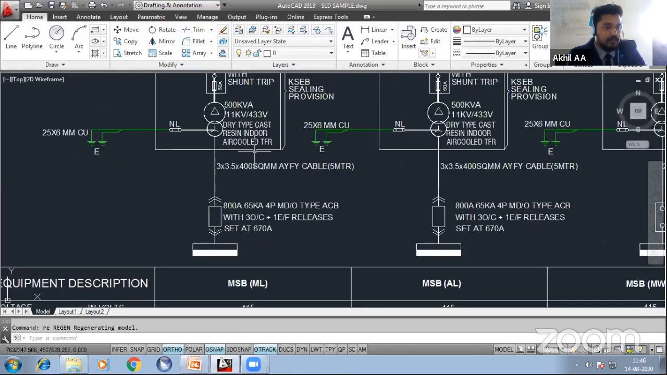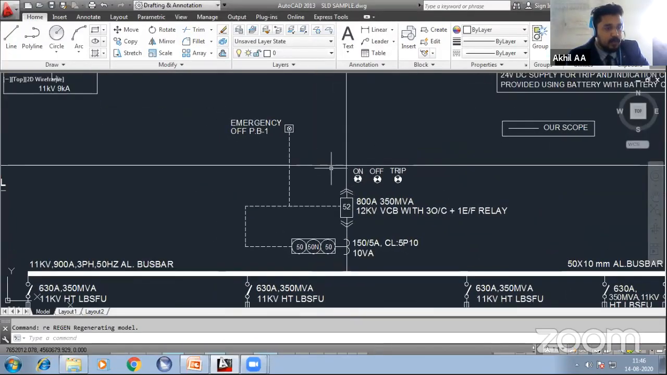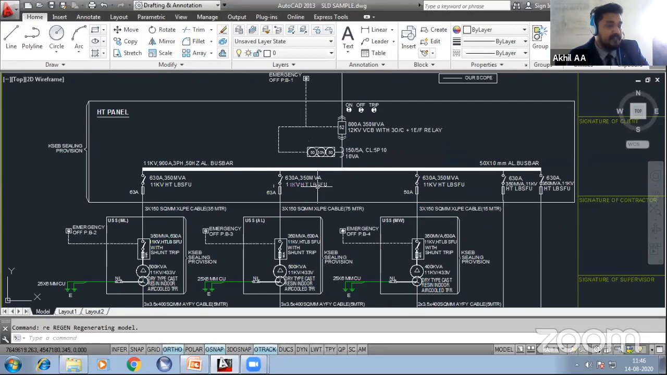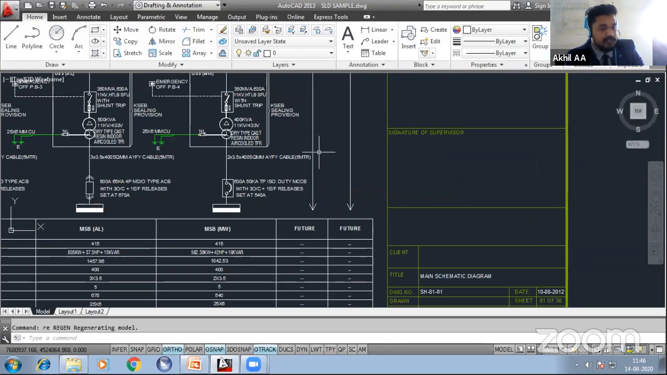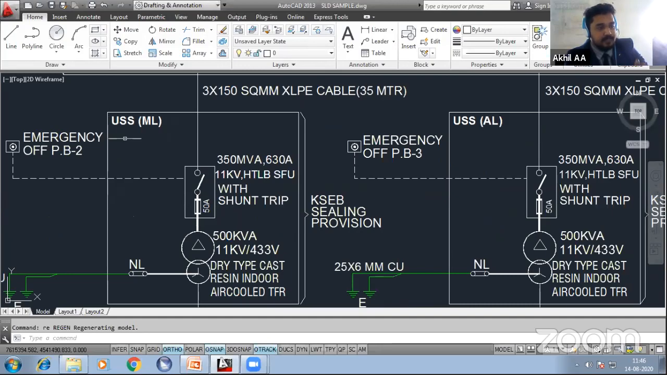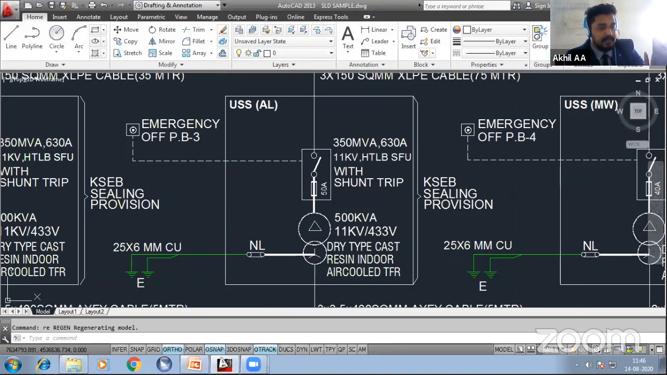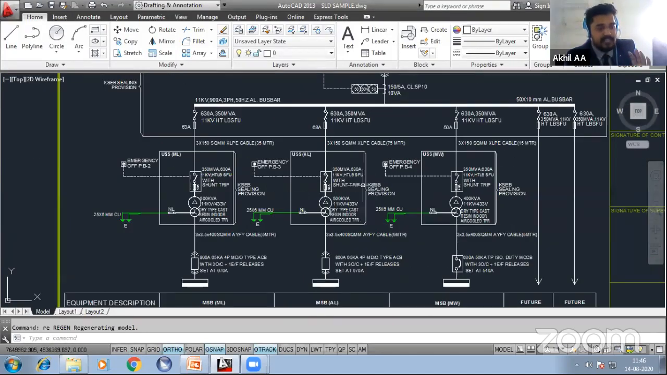Okay, so you got the clarity, right? From the 11 kV line, it is coming to the HT panel. The HT panel has 5 outgoings, of which only 3 are connected and 2 are for future. The first one is for the electrical room, which has a USS, unitized substation, of 500 kVA. The second one is also 500 kVA, typical, because both towers have the same load.